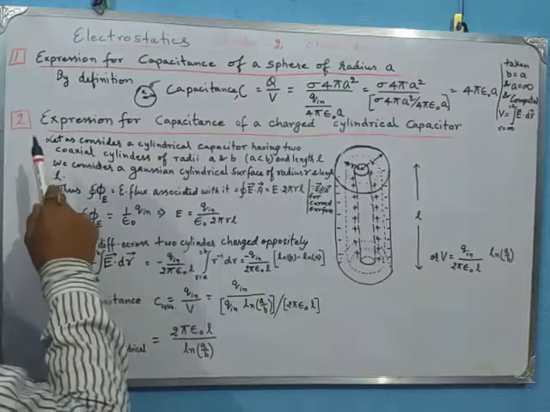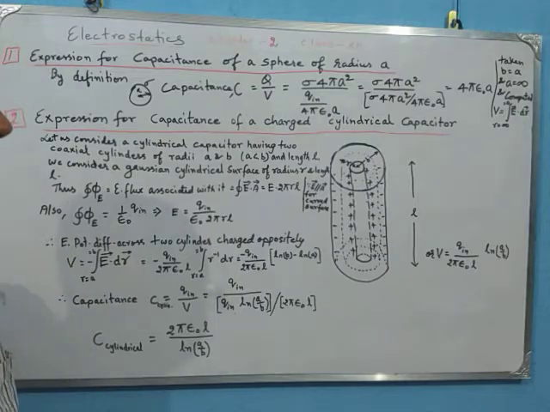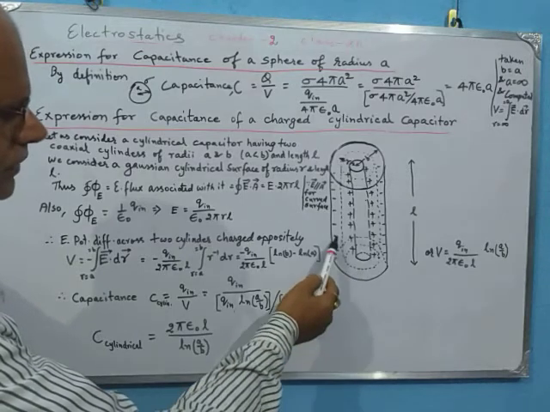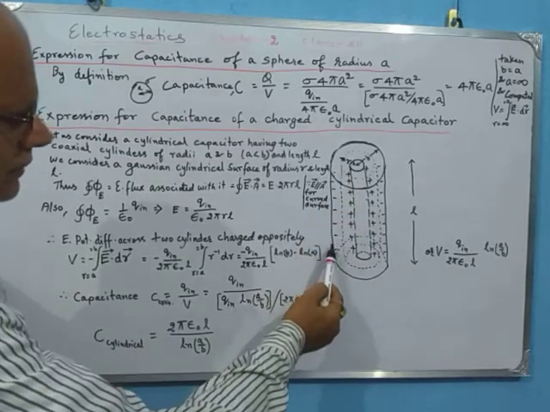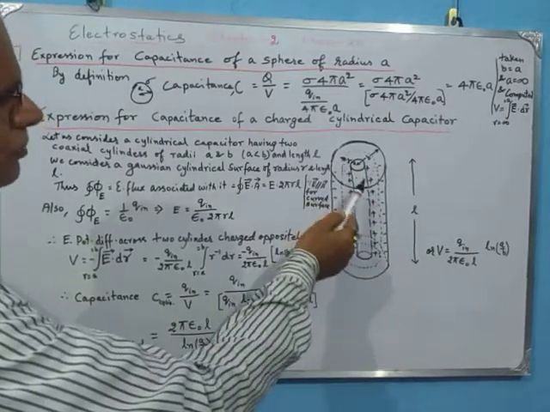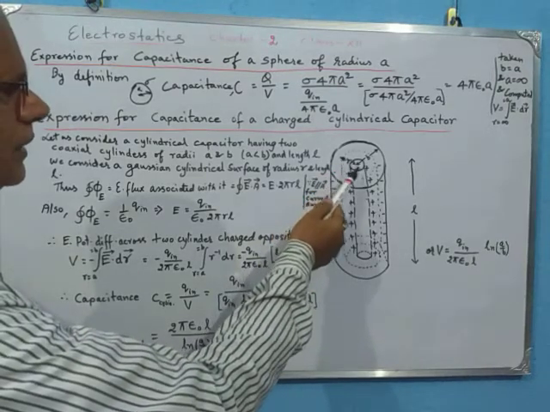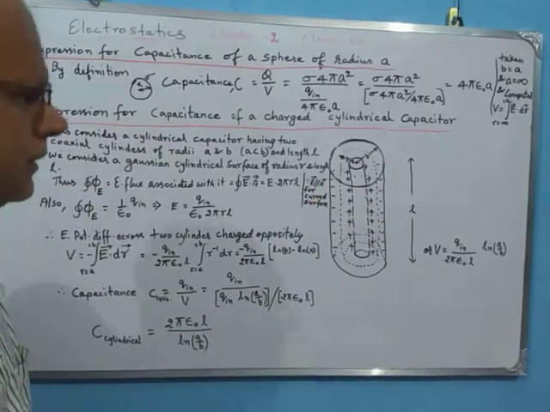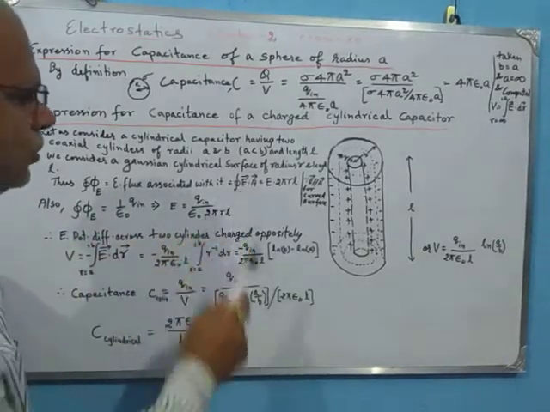Now students, we are going to find the expression for capacitance of a cylindrical capacitor. Here we are taking two coaxially held cylindrical surfaces which are oppositely charged. The inner cylinder has a smaller radius a, and the outer cylinder has the radius b. Now we take a Gaussian surface, a cylindrical surface whose radius is r, and the length of all these cylinders is taken to be l.